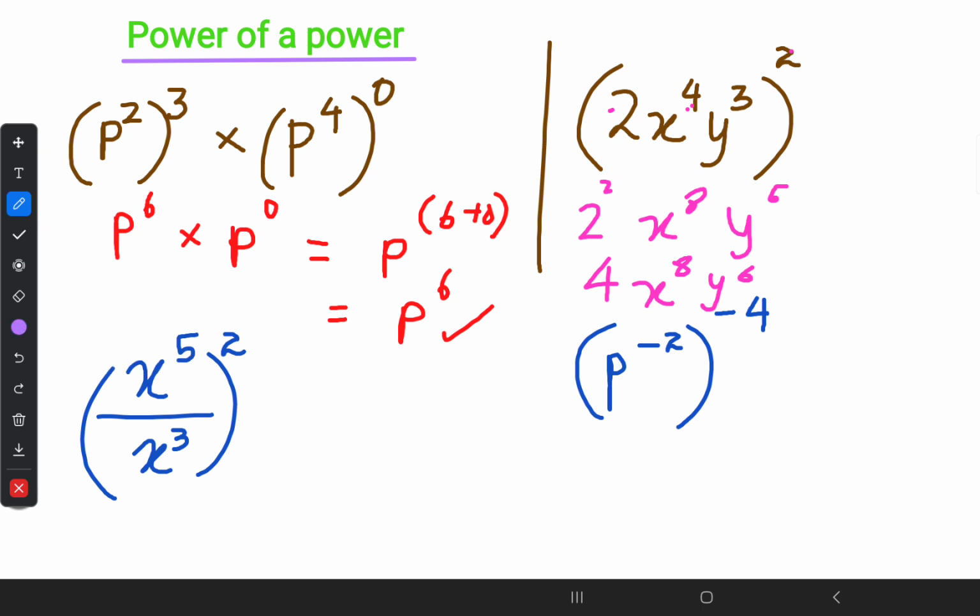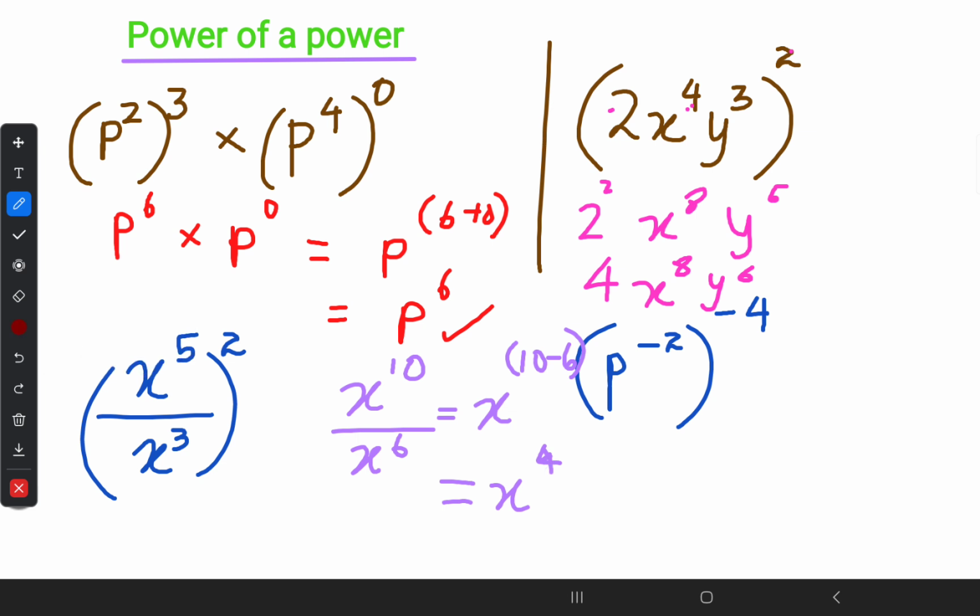And in the third one, first I will write the power of a power. So x with the power of 5 has the power of 2. So 5 times 2 is 10. Denominator, 3 times 2 is 6. So then same base division, so you should subtract the powers. 10 minus 6, it will become x with the power of 4. That's all for our answer. x with the power of 4.